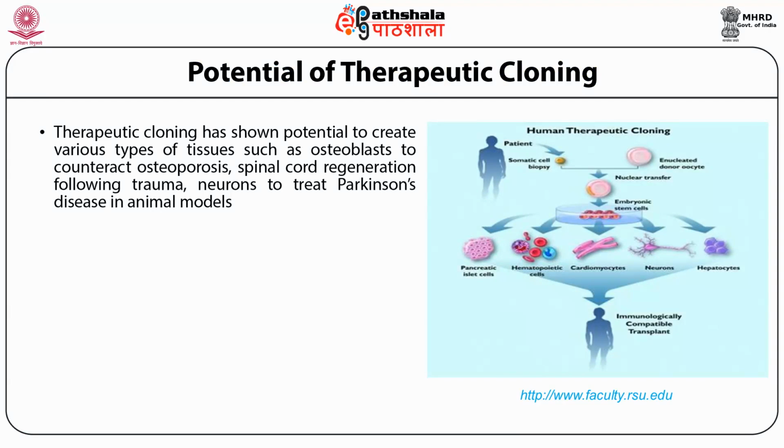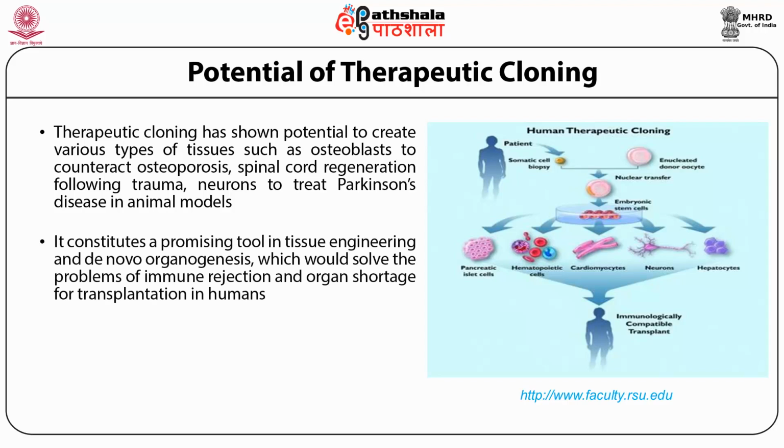It has shown potential to create various types of tissues and cells, such as osteoblasts to treat osteoporosis, spinal cord cells for regenerating the spinal cord usually after trauma, or even to differentiate cells into neurons to treat neurological diseases or Parkinson's disease. But all these have been achieved only in animal models, because human therapeutic cloning has its own disadvantages or pitfalls.